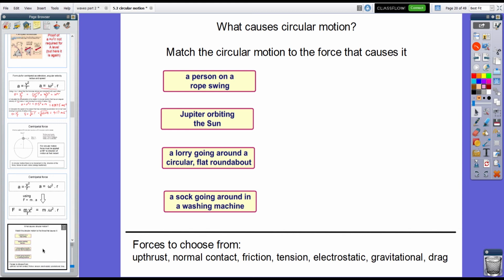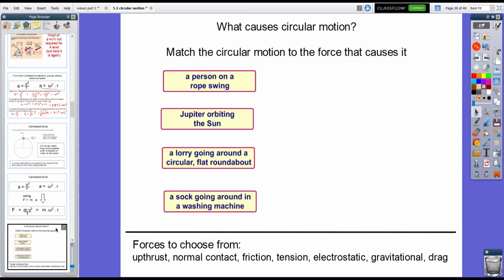One more slide before I do some questions with you. What causes circular motion? Because so far what we've been looking at is just the theoretical aspect of something moving in a circle. And we said that if something moves in a circle, it's accelerating towards the centre, and obviously it has a force towards the centre. But these forces need to be real forces. What I often say is there's no such thing as an actual magical centripetal force. Things go in circles because there are real forces acting on them.